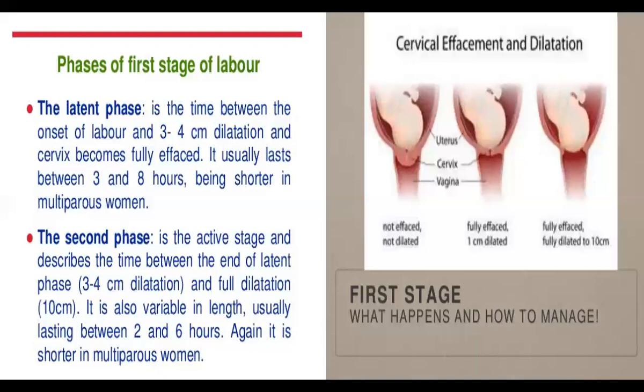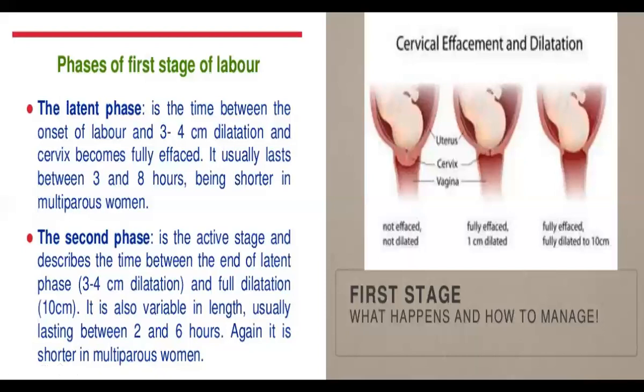So this is what you see. This is the latent phase. See, this is the cervix, not affected, while in case of fully effaced, 1 centimeter diameter. These are the changes that we are going to see in how the cervix dilates. And in the third diagram, we see that the cervix is fully dilated, up to 10 centimeters. That is the characteristic present in the first stage.